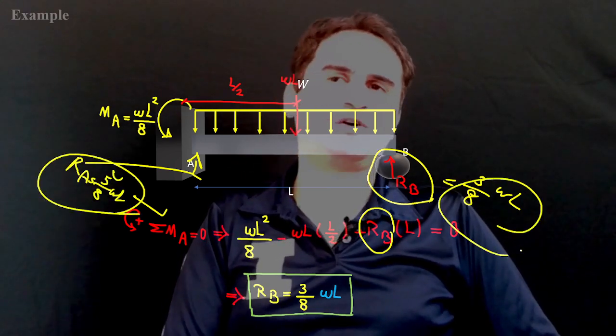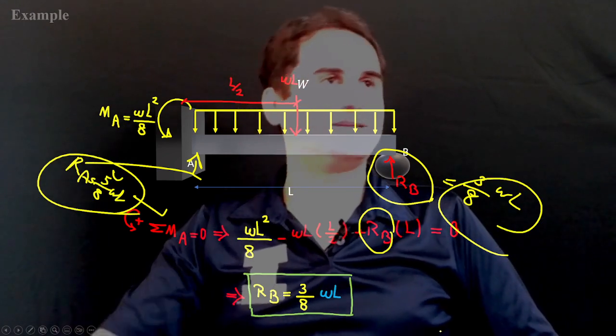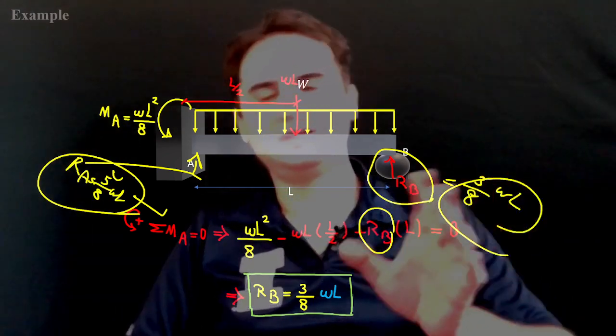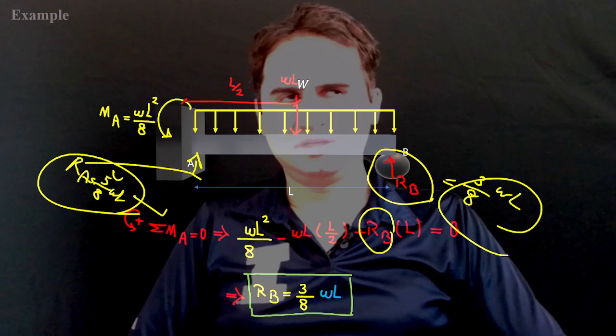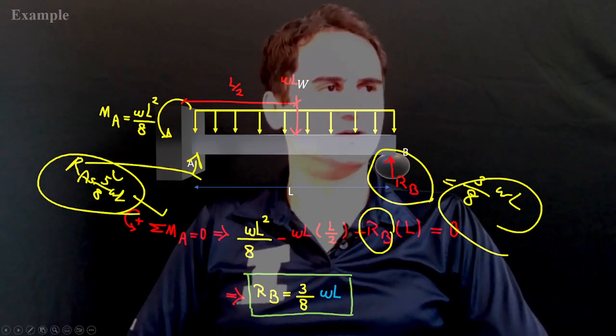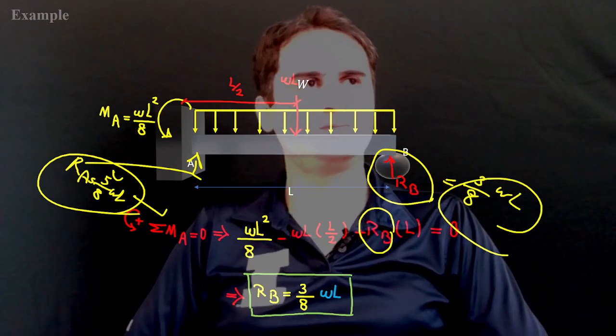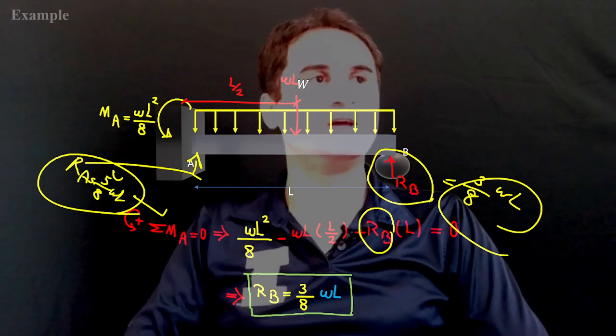So this is what we are experiencing. You can consider any part as the redundant, but it's better to go with the easier one. Thank you. We'll solve more problems in indeterminate structures with the force method.